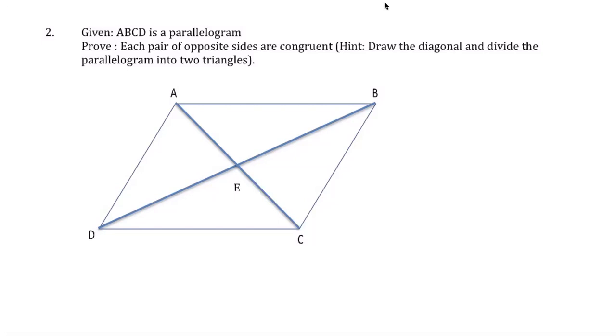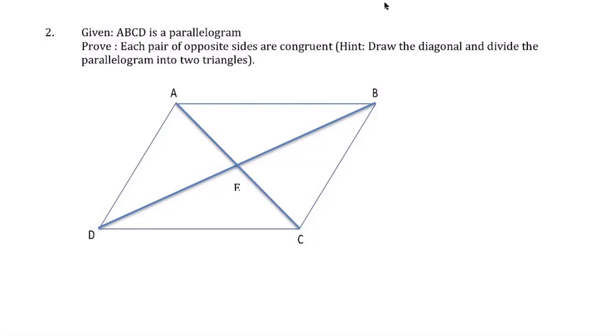Next, given that ABCD is a parallelogram again, prove that each pair of opposite sides are congruent. For assistance, I've drawn in the diagonals since this is the way that we're going to do this. We're going to use our theorems from triangles in order to help us. Note that the diagonals create two pairs of triangles, and we want to show that the two triangles are going to be congruent. Now, we can pick our triangles in a multitude of different ways.